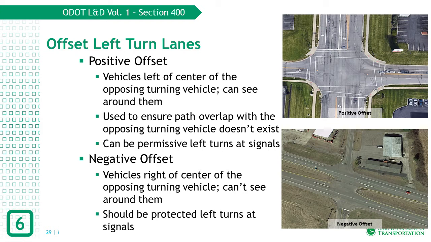For the positive offset turn lanes, because the turning vehicles should be able to see past the opposing left turn traffic and find acceptable gaps, a permissive left turn signal phase can be provided, which would not require an additional signal phase in the cycle length. The clearance interval will be shorter too, because the distance from the stop bar to the point where the vehicle clears the opposing through movement is shorter.